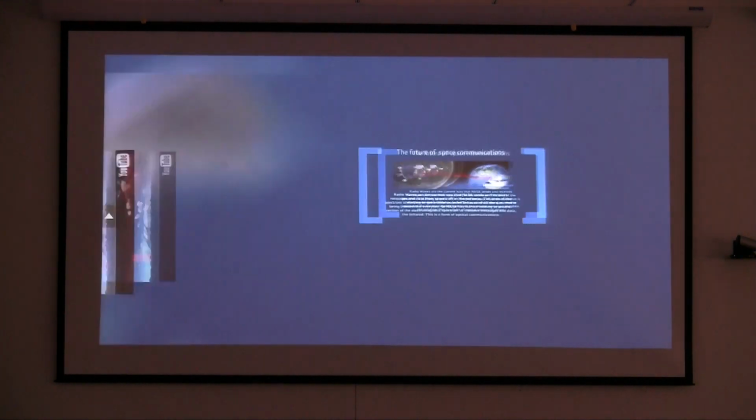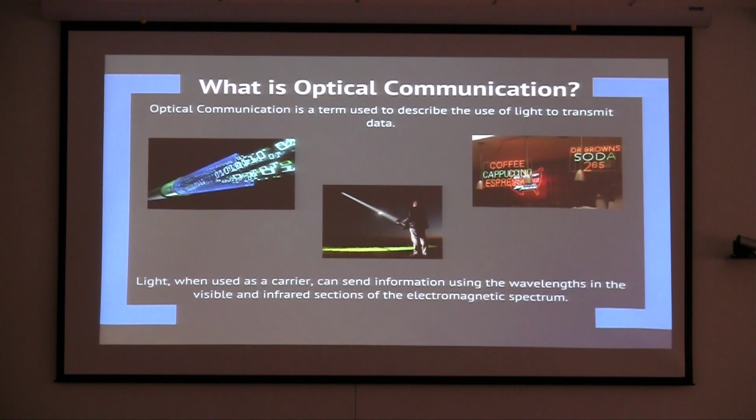So, what is optical communications? Now, optical communications is a term to describe the use of light to transmit data. So if we think back to Billy and Marge and their string can telephone, they were using their speech to modulate the airwaves, and their transmitter in that case, or their medium in that case, were the airwaves. In optical communication, your medium is light.